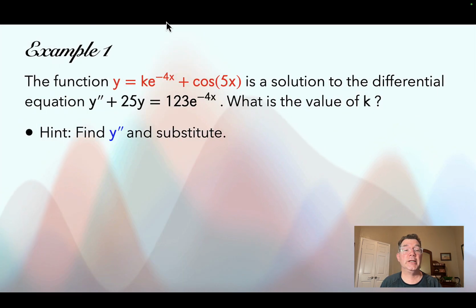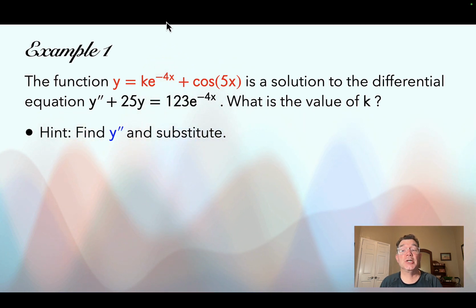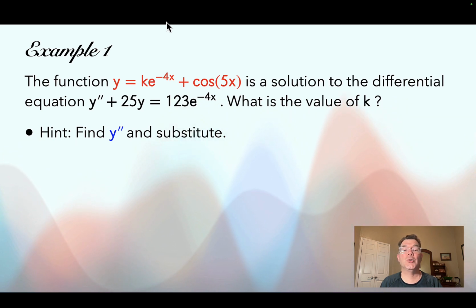So let's get started. Let's say I have a function y equals k e to the negative 4x plus cosine 5x, and I'm told that that's a solution to the differential equation y double prime plus 25y equals 123 times e to the negative 4x, and I need to figure out the value of k that makes that true.